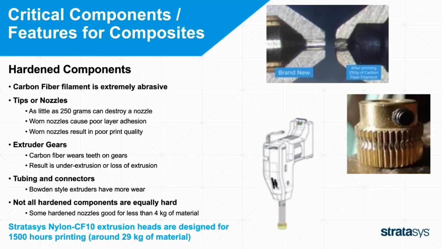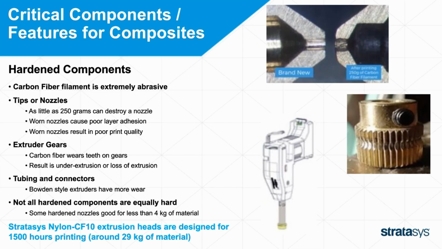Another critical component or feature to look for in a composite printer is hardened components. So one thing you have to know is that carbon fiber filament is extremely abrasive. All of the carbon fibers act like sandpaper. And so that filament, as it goes through the system, the tubing, the gear, and the nozzle will wear on all those.